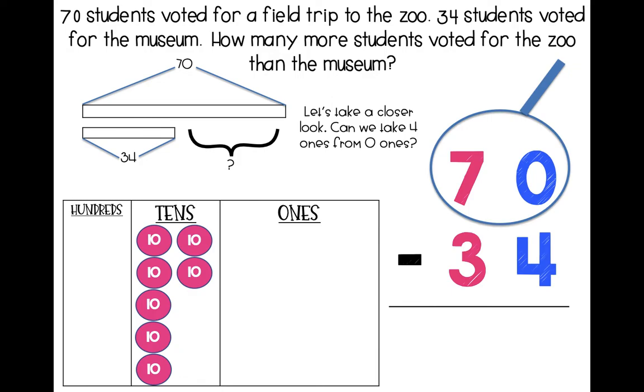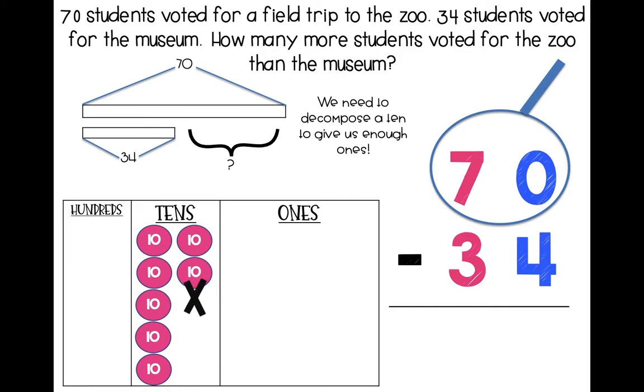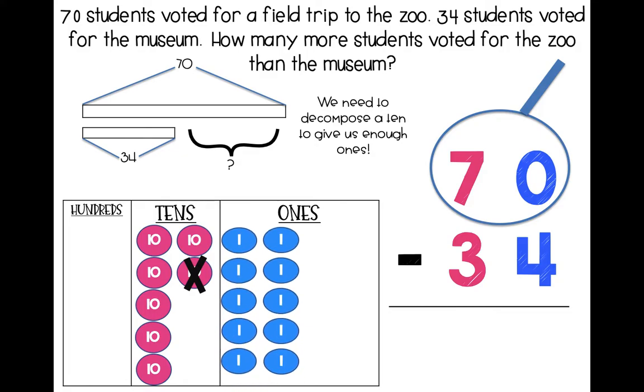Let's take a closer look at our whole, starting with our ones place. Can we take 4 ones from 0 ones? No, we can't. If you look at our place value chart, you don't have any ones to subtract. So, since we have more on the floor, we need to go next door and get 10 more. Let's decompose a 10 on our place value chart first. We cross off a 10 and draw 10 new ones.